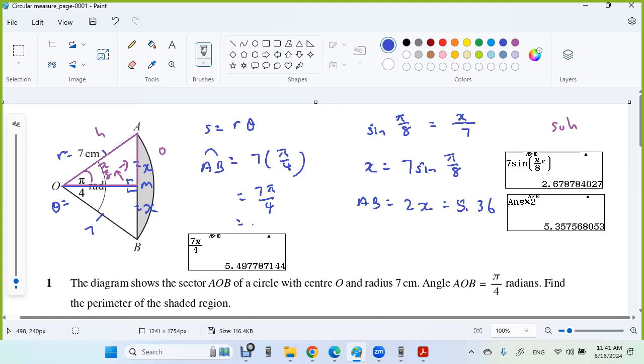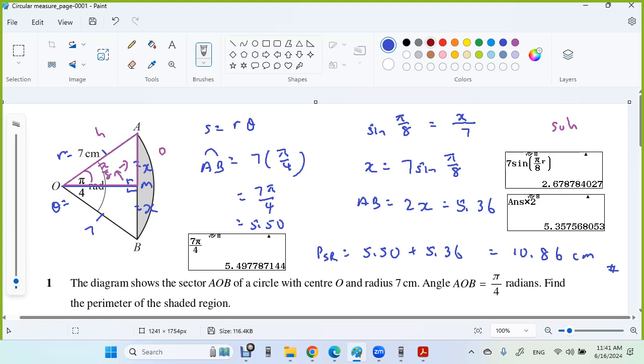So this is 5.50. So the perimeter of the shaded region will be 5.50 plus 5.36. Then it will be 10.86 cm.